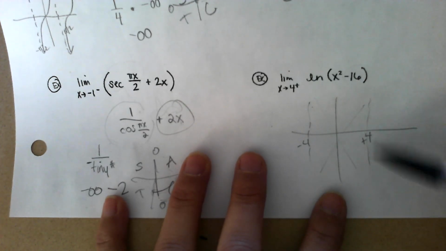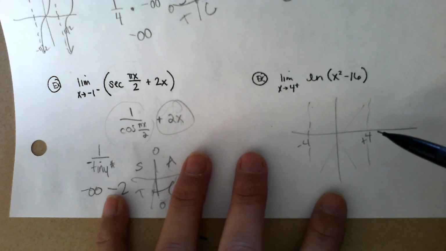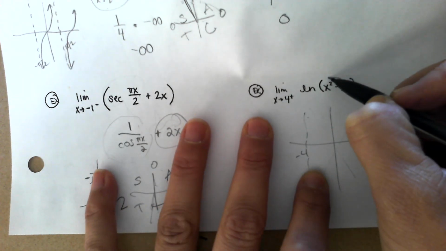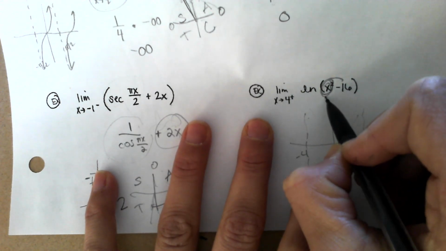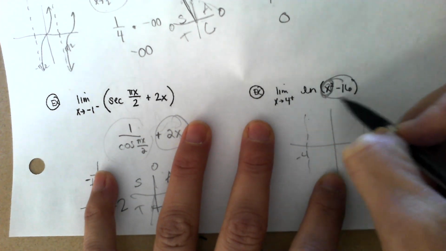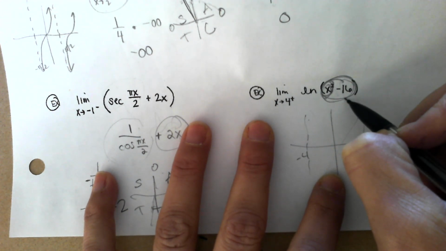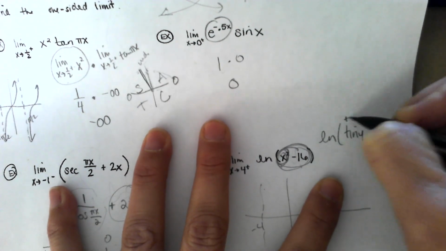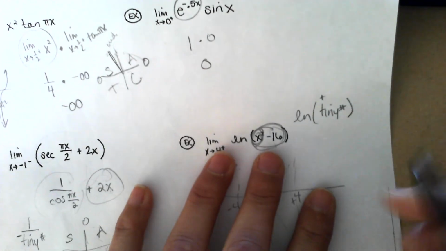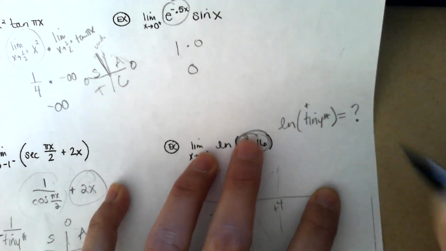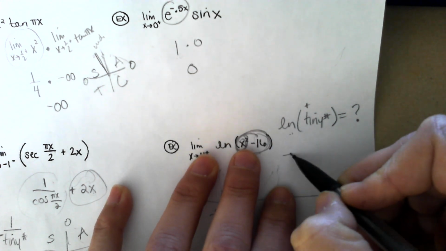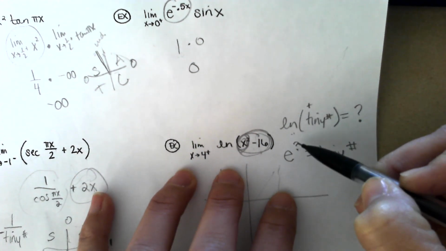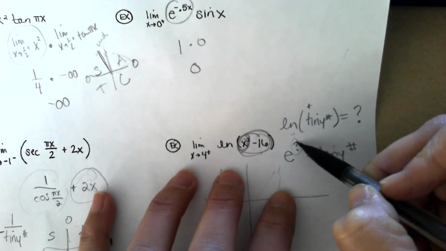So coming at 4 from the right, if you plugged in 4.01, this number is going to be just above 16, so that when you subtract 16, it's going to be a tiny positive number. Yes? The natural log of a tiny positive number is what? The base is e raised to what is going to give us a tiny positive number? To make a tiny number, you need to raise to a negative exponent.